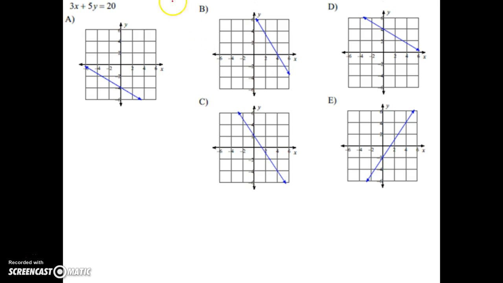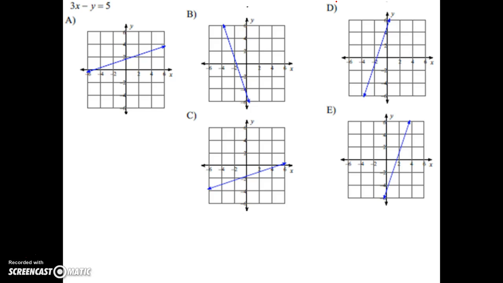Next one we have here, I'll go ahead and plug in 0 here, divide by 5, and y equals 4. Cannot be A, cannot be B, cannot be C, possibly D, cannot be E. Easy. Okay, on to the next one. I probably shouldn't have said easy, I'm sorry. But definitely something that you guys can do.